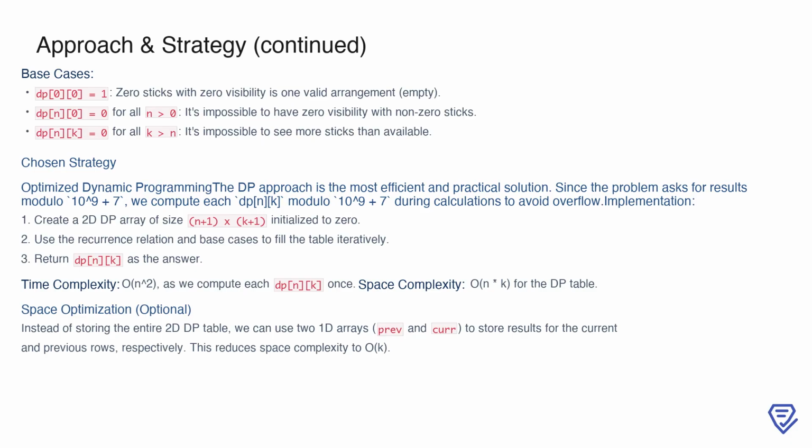Second, if the tallest stick is not visible, it can occupy any position except the first. In this case, the remaining n-1 sticks must be arranged with all k sticks visible, and we account for the n-1 possible positions of the tallest stick.